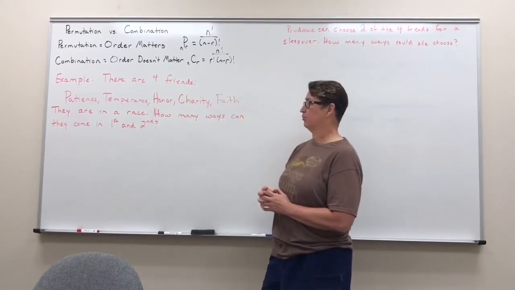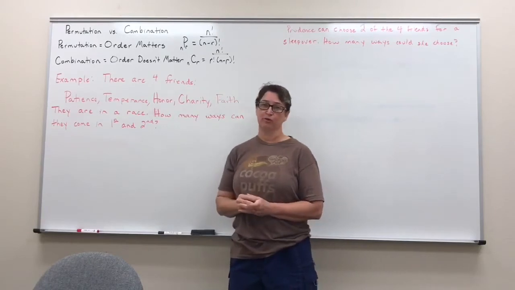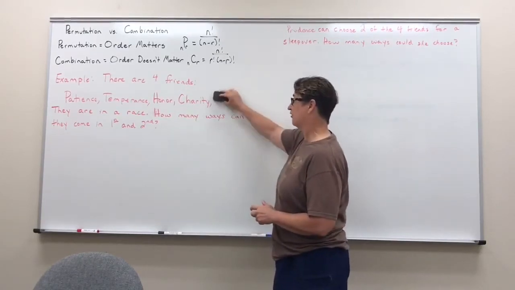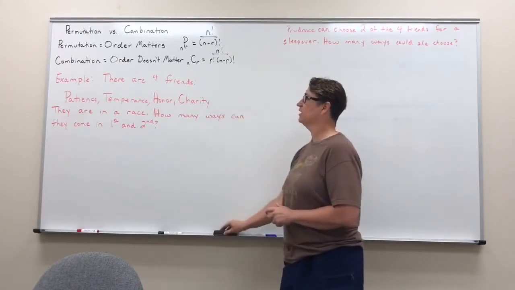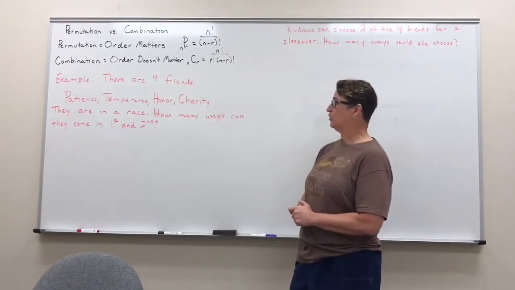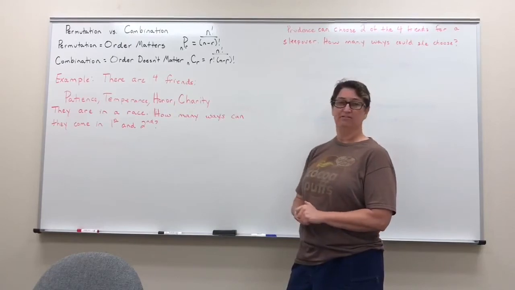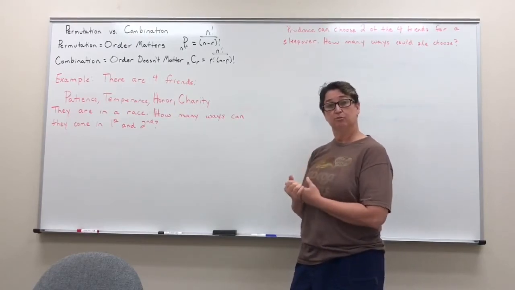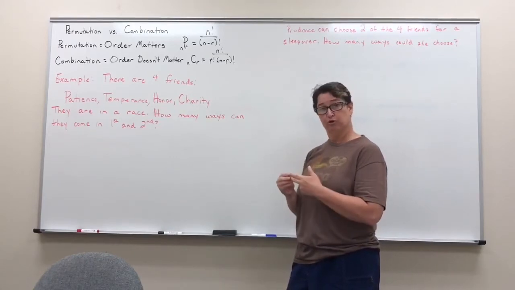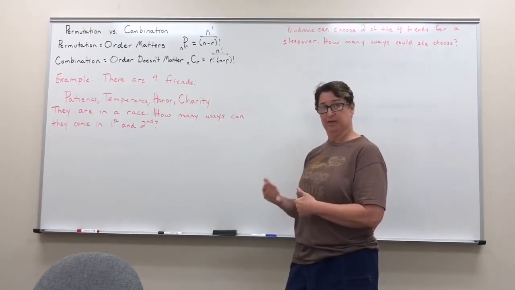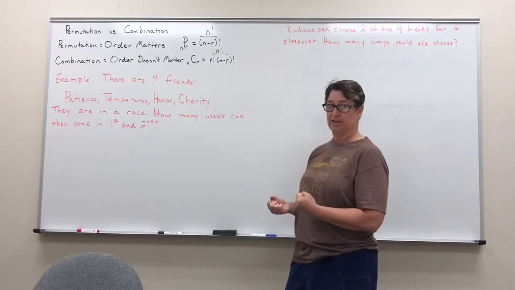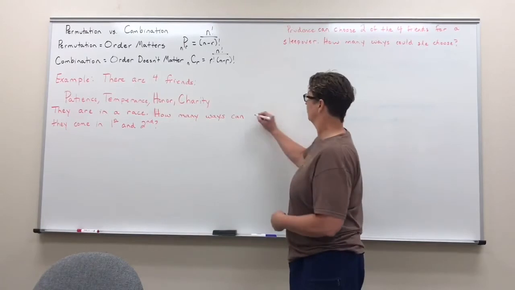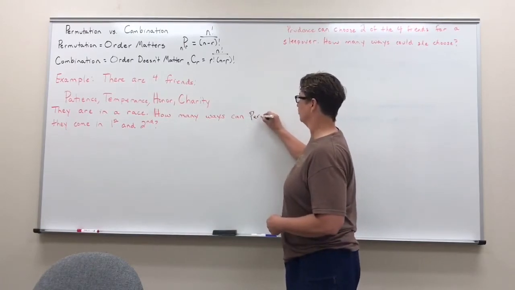So I have an example here where there are 4 friends: patience, temperance, honor, and charity. They're in a race, and we want to know how many different ways they can come in either first or second place. Now, because those places are orders, and the order matters there, being in first place is different than being in second place, we're going to use a permutation. So because order matters, we use permutation.